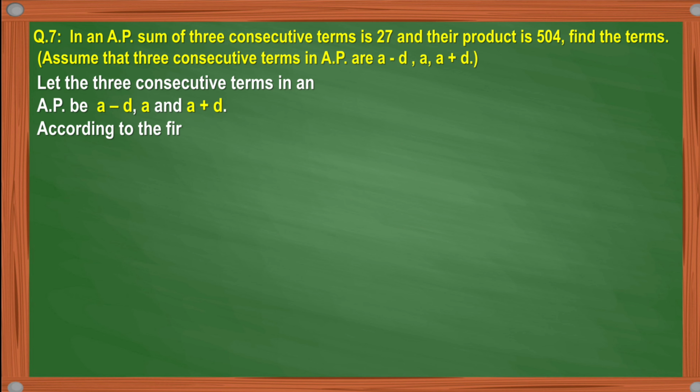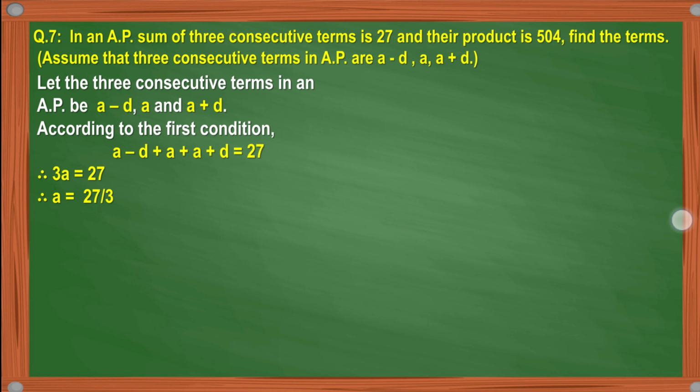According to the first condition, the sum of the 3 consecutive terms is 27. So the addition of the 3 terms is 27. Minus d and plus d will get cancelled. Then we have 3 a's. So 3a equals 27. Therefore a is equal to 27 divided by 3. Therefore a is equal to 9. So now we have to calculate the value of d.